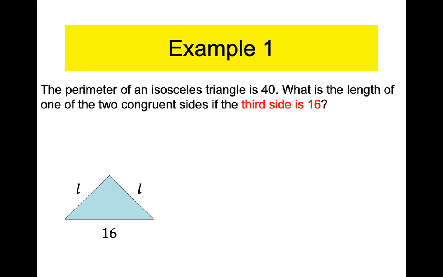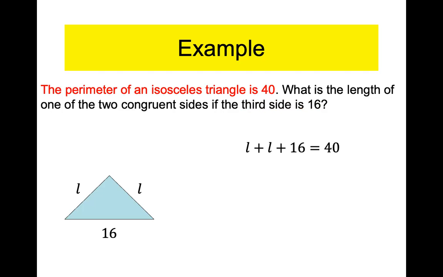Connor? Well, L plus 16 equals X or something. No. We know what it equals. Oh, 40. So L plus 16 equals 40. Yes. Why do we draw the picture? Because the picture allows us to say, oh, the perimeter has the sides that are listed here, and perimeter is all the sides added up, and we're told that it equals 40.